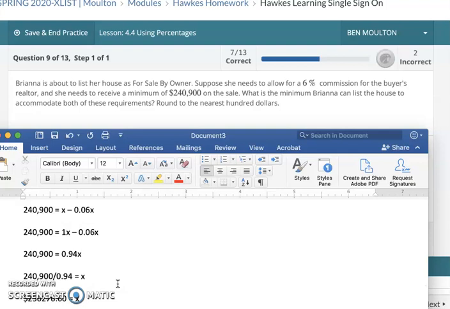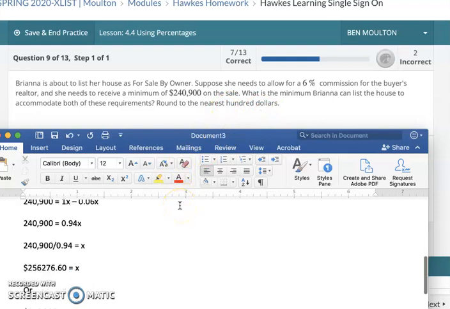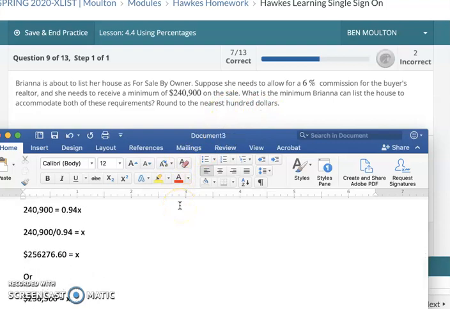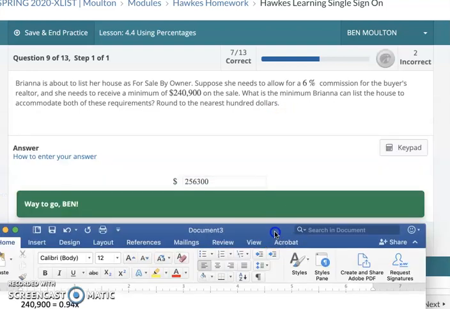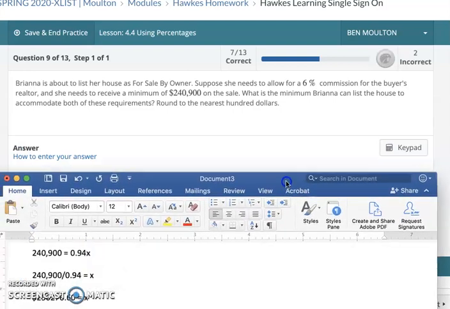Almost gives us the answer we're looking for of $256,276.60. They want us to round to the nearest $100. Make sure to round correctly here. So $256,300. That's the answer they're after. And if you need closure, there it is. I got it right.